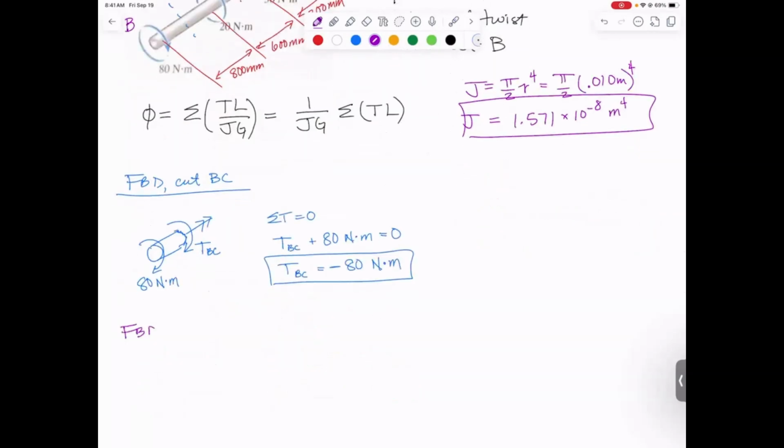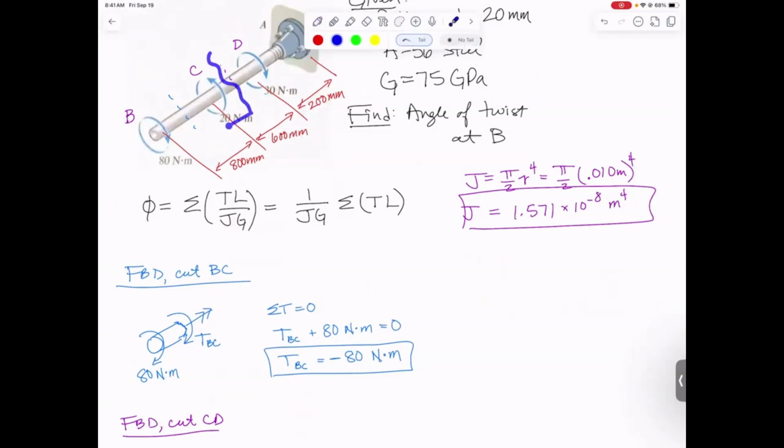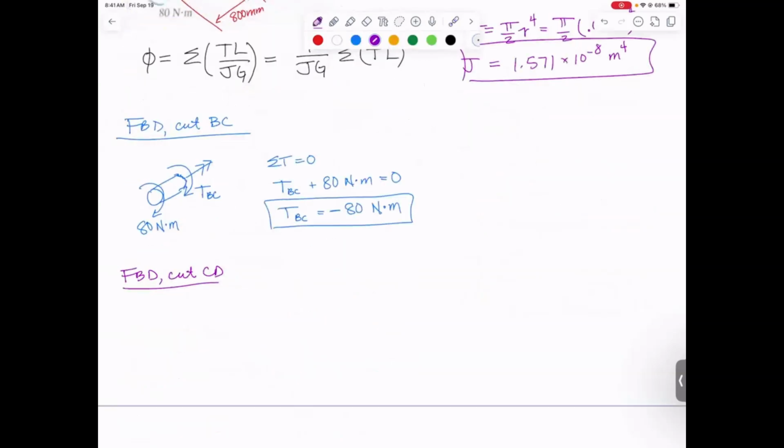So let's do a free body diagram, cut between C and D, but you do want to keep the material all the way out to the end. Don't just chop it off here or you'll tend to make more mistakes. So chop it and keep everything to the end. So my chopped off shaft is a little bit longer this time. It has 80 Newton meters applied there.